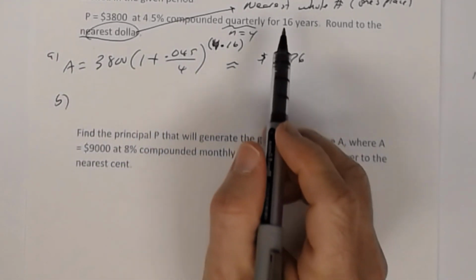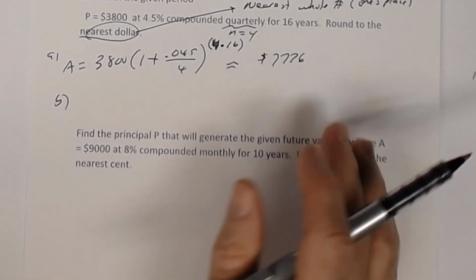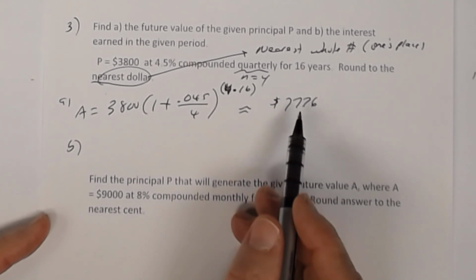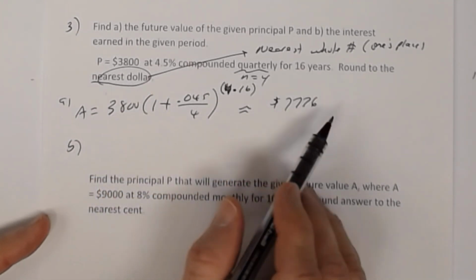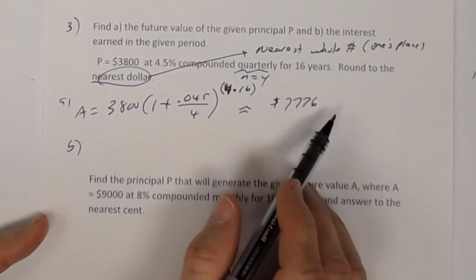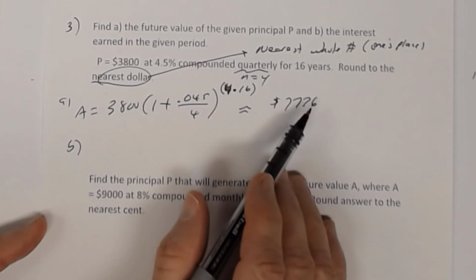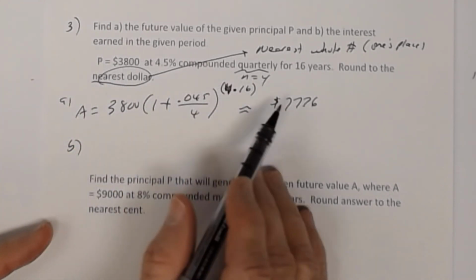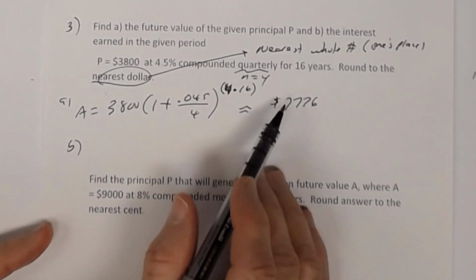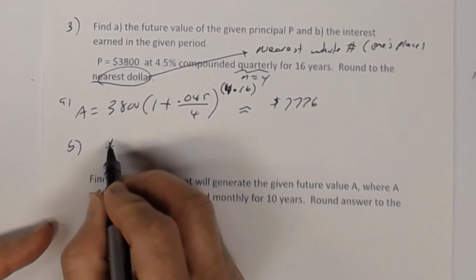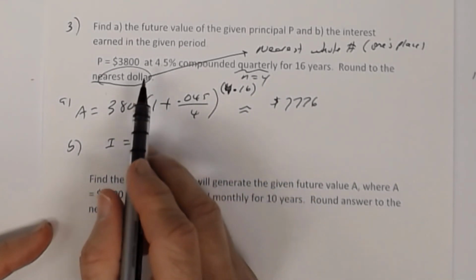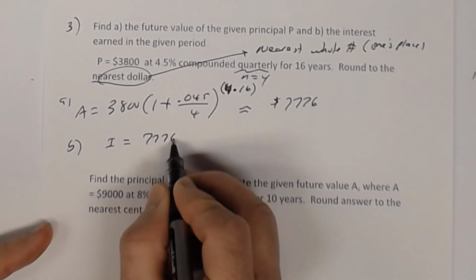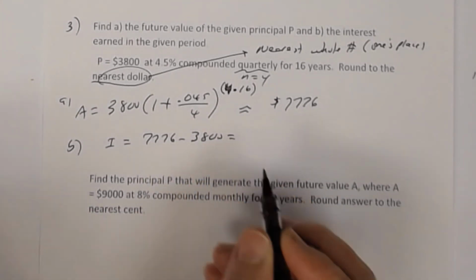Part B says find the interest earned in the given period. Well, remember, you went from $3,800 to $7,776. You didn't put any extra money in at all, none whatsoever. So that money you earned is nothing but interest. The only amount you put in was this. Everything else is interest. To find the interest, you subtract what you put in from what you earned. So 7,776 subtract 3,800 equals, and let's see what that is.